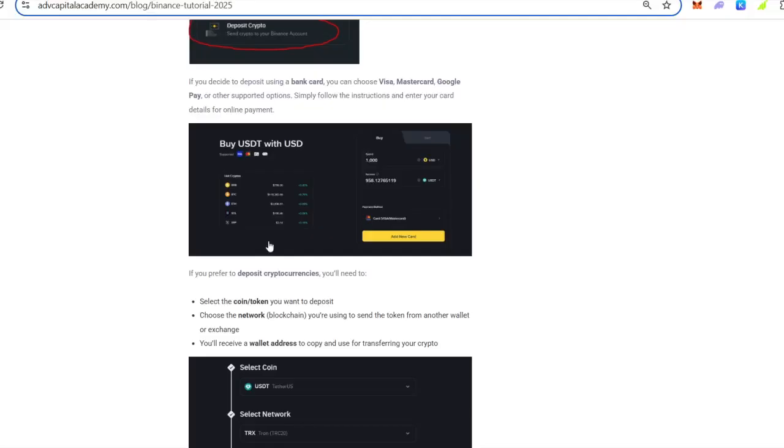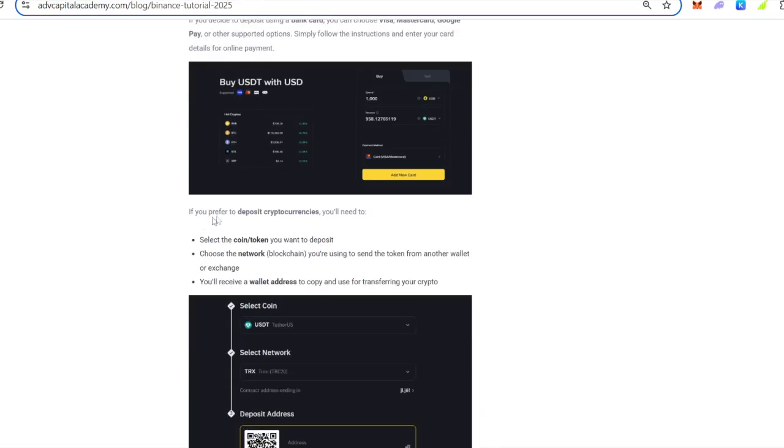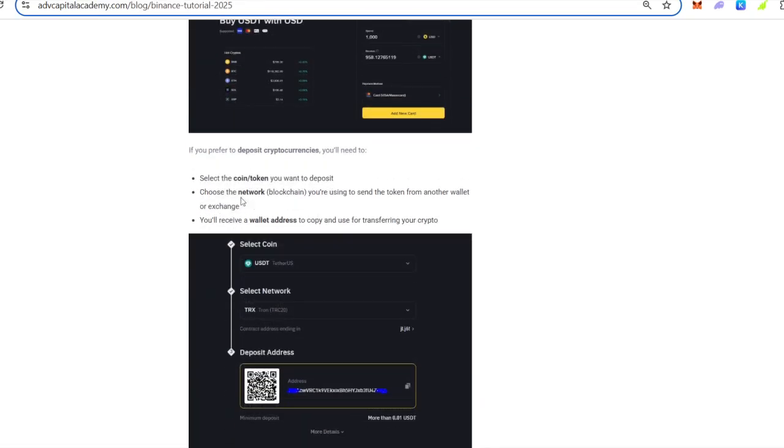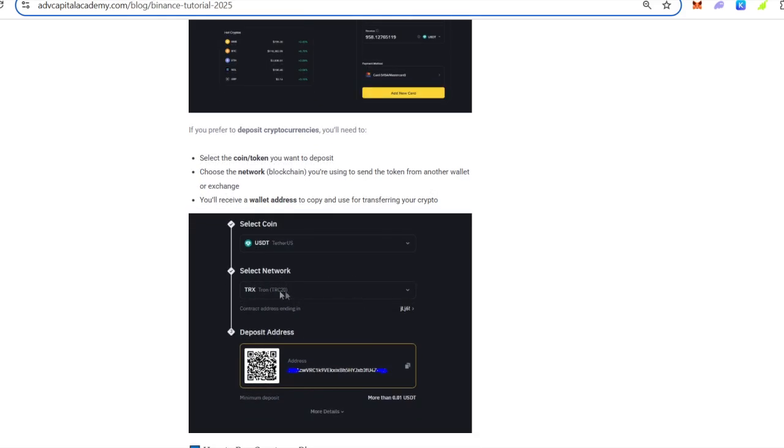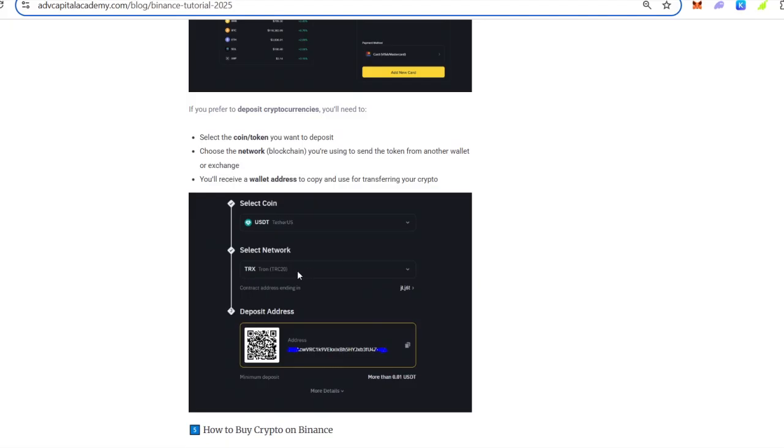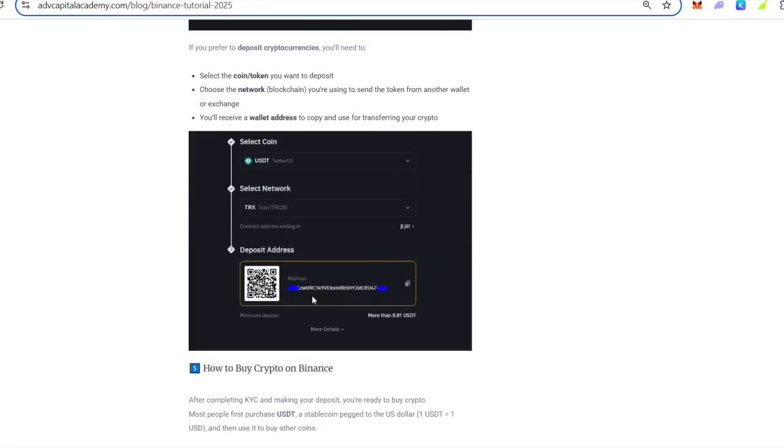If you decide to deposit using a bank card, you can use Visa, MasterCard, Google Pay. You just need to put amount you want to deposit and to select coin that you're going to receive. Once you do that, you just type in your credit card information and in less than a minute you will be done. If you prefer to deposit cryptocurrencies, you need to select coin or token you want to deposit. You need to choose the right network. We recommend using Tron network because it has very low fees. And once you do that, you will receive your deposit address that you should copy and use for transferring your crypto. Once you do that, you will have crypto on your account and you can start trading and investing.